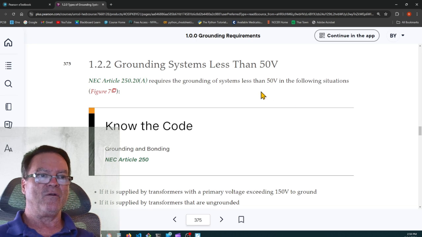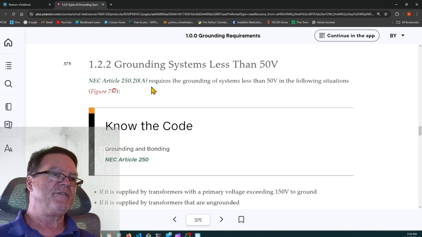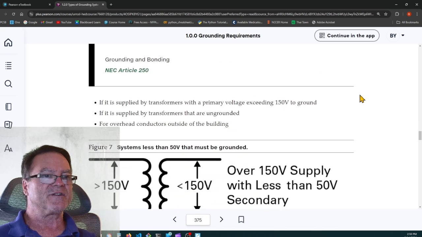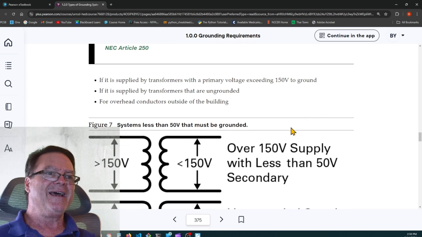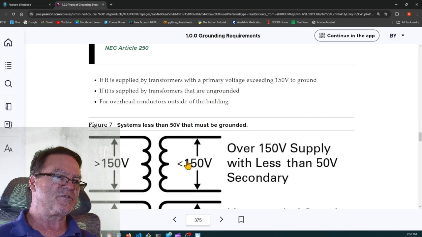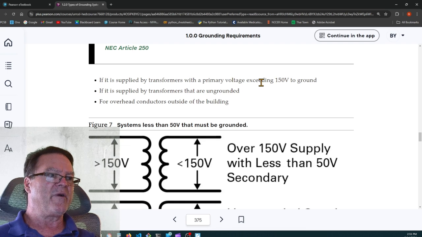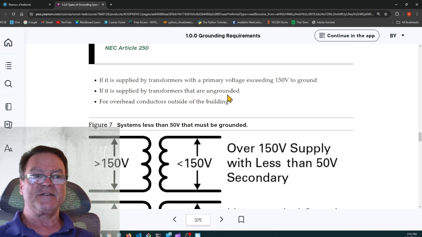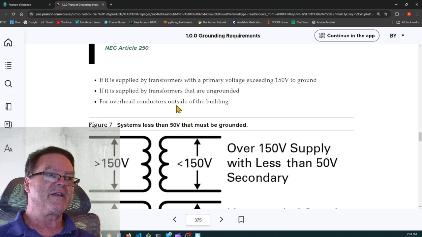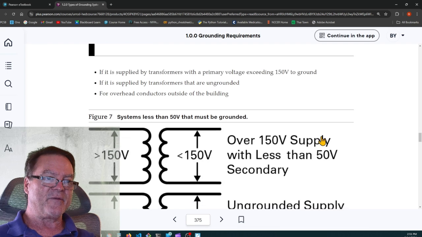Grounding systems less than 50 volts. NEC Article 250.20(A) requires the grounding of systems less than 50 volts in the following situations. So if the secondary is less than 50 volts, this is a misprint. They weren't supposed to print this one. They were supposed to say less than 50 volts. But if it is supplied by a transformer with a primary voltage that exceeds 150 volts to ground, then the secondary needs to be grounded. If it is supplied by a transformer that is ungrounded, the secondary needs to be grounded. For overhead conductors outside of the building, it needs to be grounded.